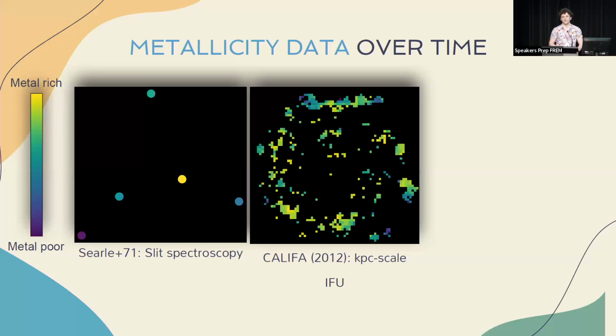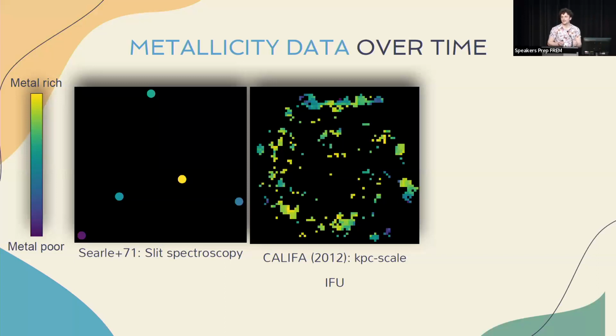With large-scale surveys like CALIFA, SAMI, Hector, we got thousands of galaxies in the semi-local universe, depending on what that means to you, with like kiloparsec resolution. And this trend was really cemented. We did see more galaxies with more metal in the middle, less metal on the outside.